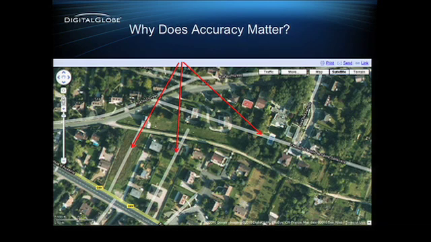So accuracy from satellite imagery provides a base layer that you can register a variety of other data sets against. And when you're starting to see accuracies that are on the order of 1.5 meters, now all of a sudden that imagery becomes quite usable.